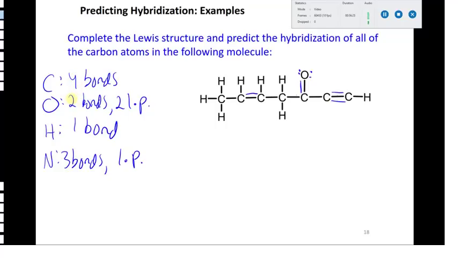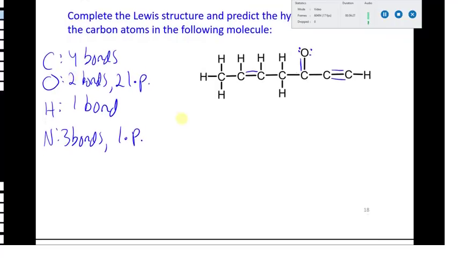So that's the final structure we get, and then we just have to go through and predict hybridization. This carbon here has 4 electron groups around it, so that makes it sp3, a total of 4 orbitals that get hybridized. These 2 are going to be the same as each other, so this carbon has 3 electron groups bonded to it. This carbon also has 3 bonds, 3 things bonded to it, so it's going to be sp2 for both of those.